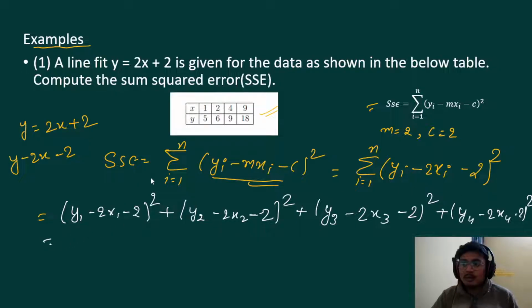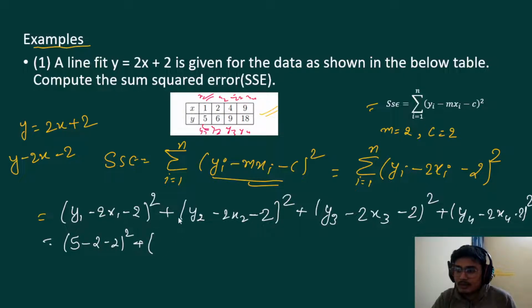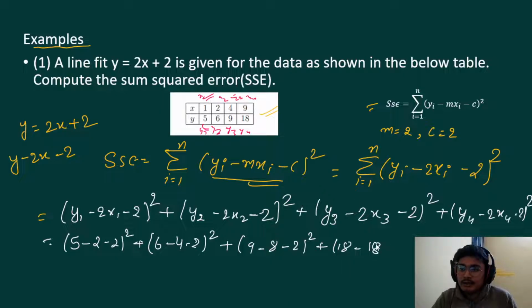When we put in the coordinates, this is the x point and this is the y point: x1, y1, x2, y2, x3, y3, x4, y4. We put in all the values. x1 is 1, so y1 is 5 minus 2 into 1, which is 2, minus 2, squared. Plus y2 is 6 minus 2 into 2, which is 4, minus 2. Plus y3 is 9 minus 2 into 4, which is 8, minus 2, squared. Plus y4 is 18 minus 18 minus 2, squared.